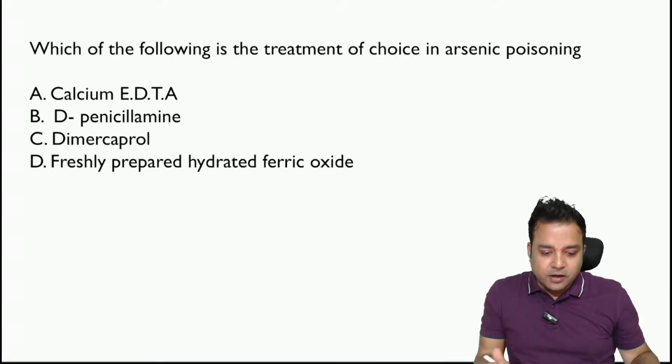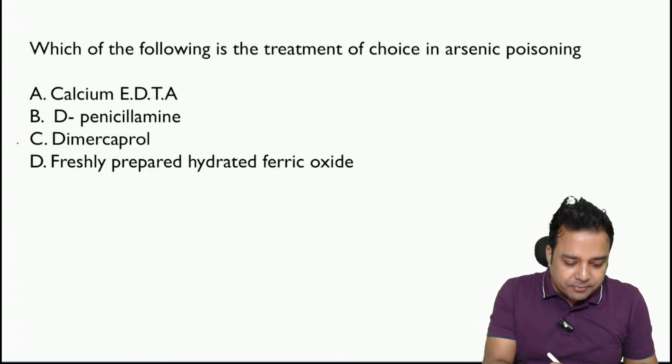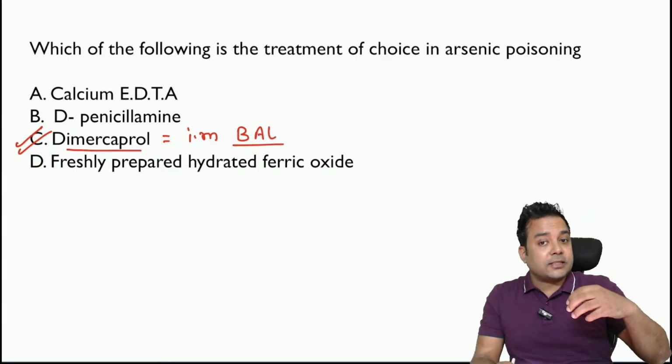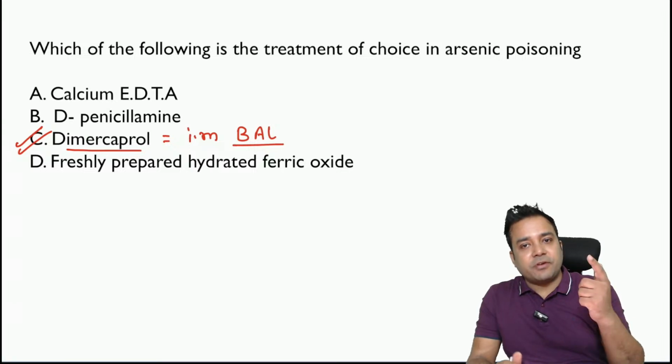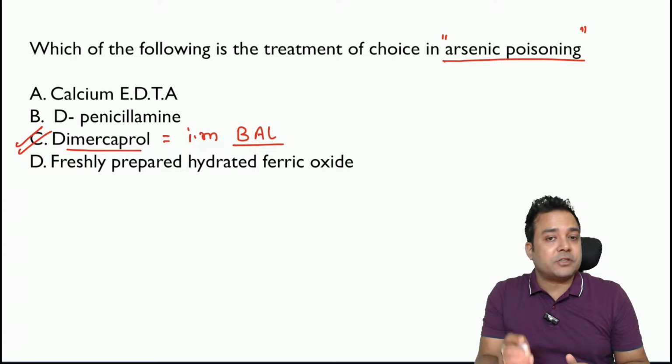Next one. Which of the following is the treatment of choice in arsenic poisoning? Treatment of choice in arsenic goes with dimercaprol given through intramuscular route, also called British anti-lewisite. So British anti-lewisite is also called dimercaprol. Why is it highly effective in arsenic poisoning? Because arsenic has an affinity to inhibit the sulfhydryl group of enzymes.